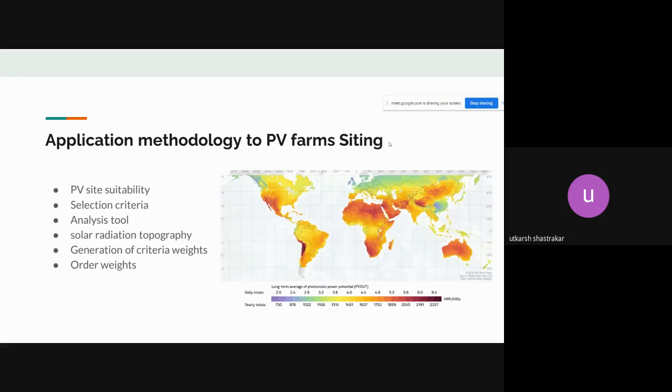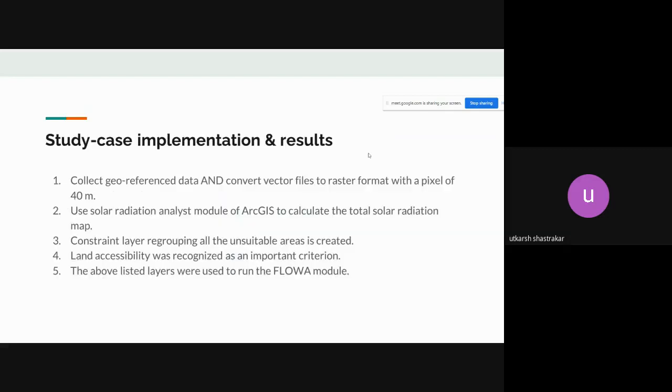And then the next step is generation of criteria weights. So once we decide the criteria, then we have to assign them weights so that when we create the final layer, the criteria affecting the problem the most has the maximum influence in our layers as well. For example, the most major criteria affecting the study was solar radiation, available solar radiation. So while considering the criteria of solar radiation, it would be assigned high weightage, and the other subsequent layers will be assigned less weightages. Then we have study case implementation and result.